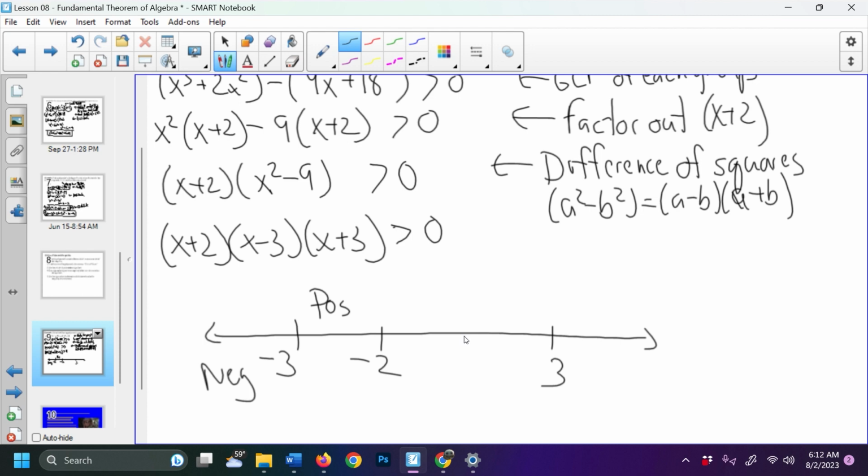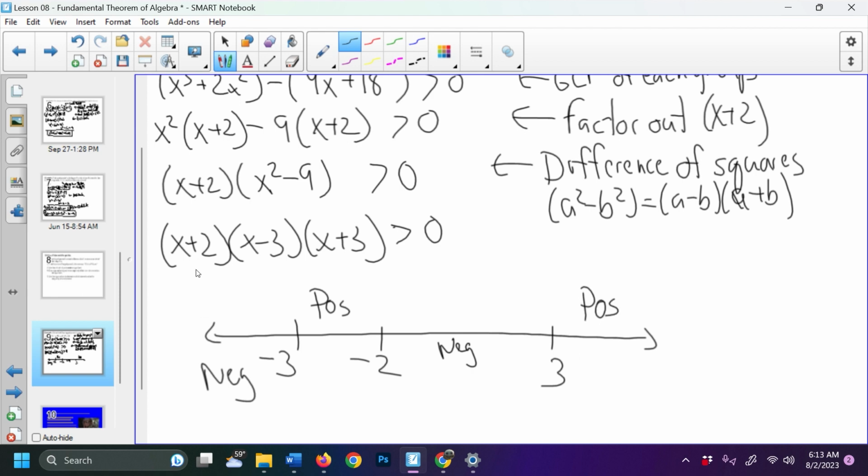Alright, between -2 and 3 is 0. So I'm going to choose 0. That'll make my life easy. 0 makes this positive. 0 makes this negative. 0 makes this positive. Positive times a negative times a positive is a negative. And then if I pick, say, 10 in this interval, 10 makes that positive, 10 makes that positive, 10 makes that positive. This is positive.